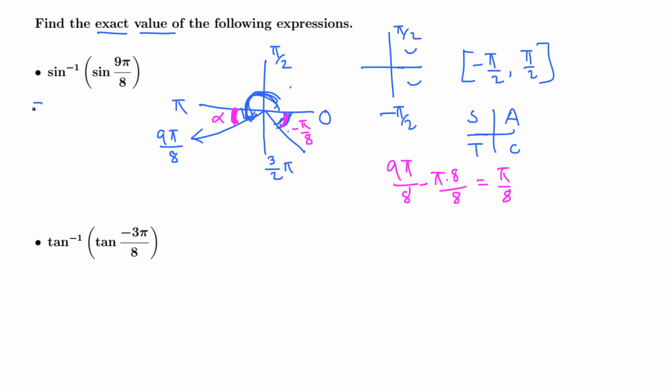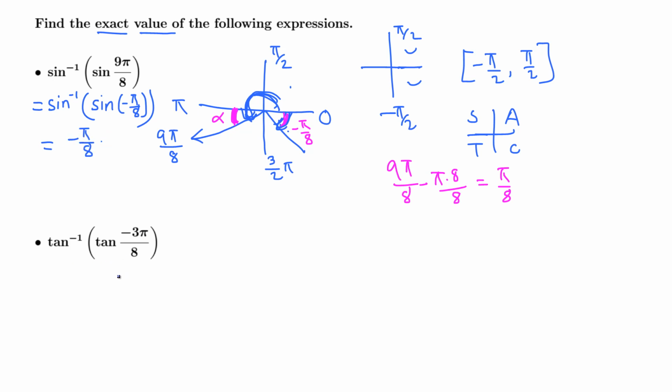So this one is the same as sine inverse of sine negative pi over 8. Sine negative pi over 8 is the same as sine 9 pi over 8. Now sine inverse and sine cancel, we can cancel their actions because negative pi over 8 is in the correct place. So the answer is negative pi over 8.